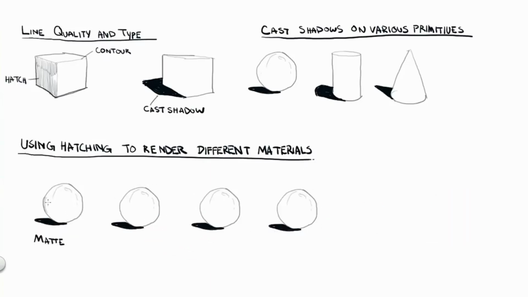Since hatching is our main tool to demonstrate value with lines, we can use it to indicate our lighting conditions, materials, and textures. A matte surface, like the one I'm sketching here, is non-reflective and will disperse the light through its surface.